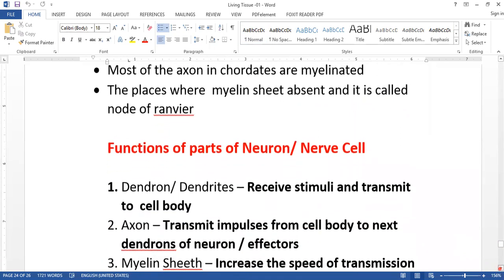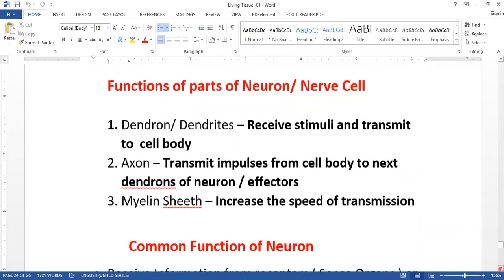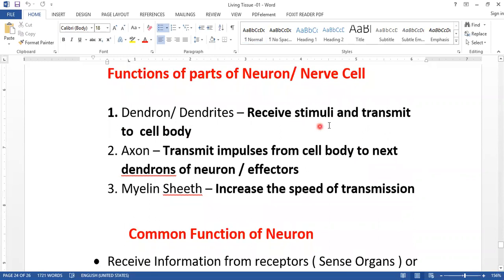And the functions of neurons: the dendron or dendrite receives stimuli and transmits them to the cell body. The second one is the axon. The axon transmits impulses from the cell body to the next dendrons of a neuron or to effectors normally. We discussed very clearly how the stimuli and impulses pass through these.